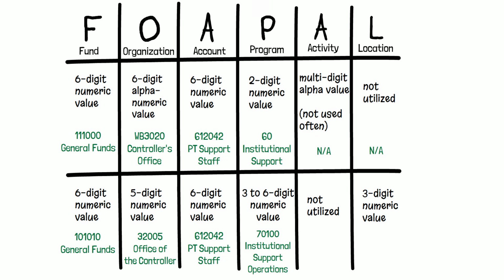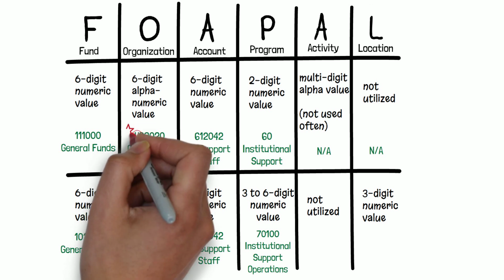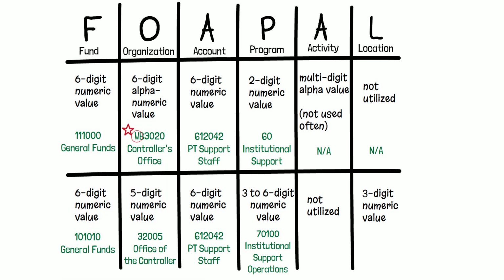In the old chart, the campus was represented as the first letter in the organization code. In the new structure, the campus is removed from the org code and placed in the location segment. The location code, however, only needs to be filled in if the transaction is specific to the operation of a campus, such as maintenance costs, capital projects, or utility bills. In this scenario, we don't need to put a location code.